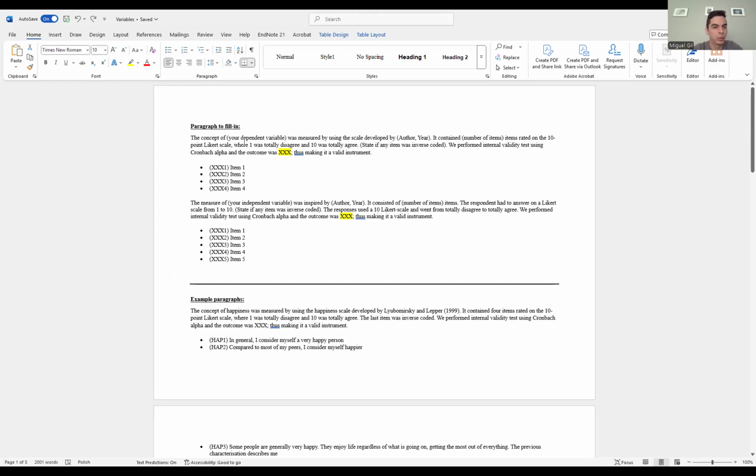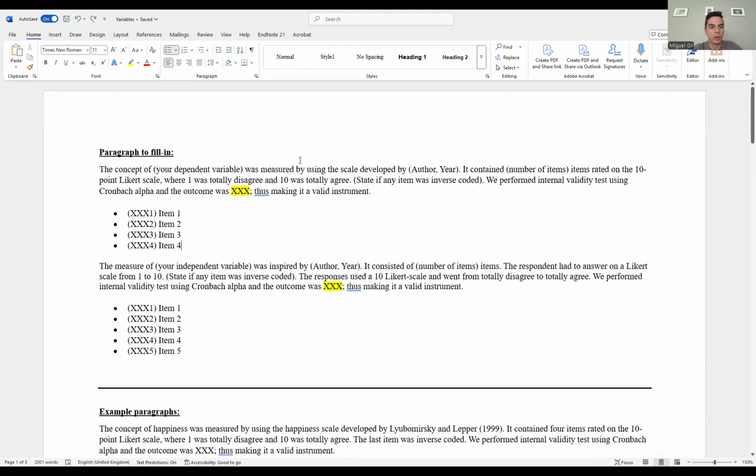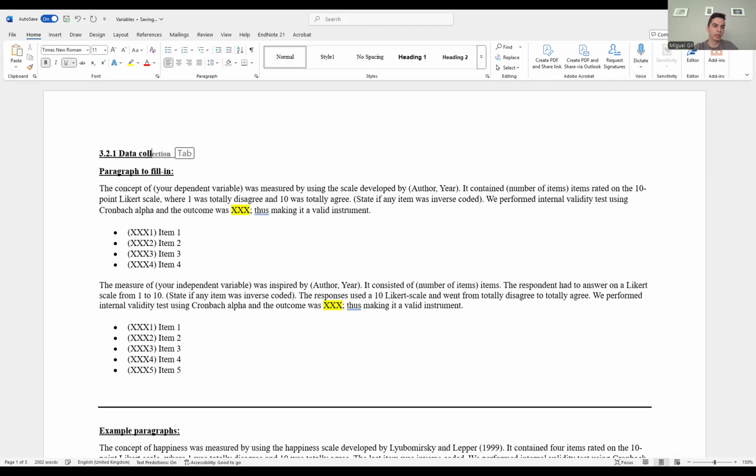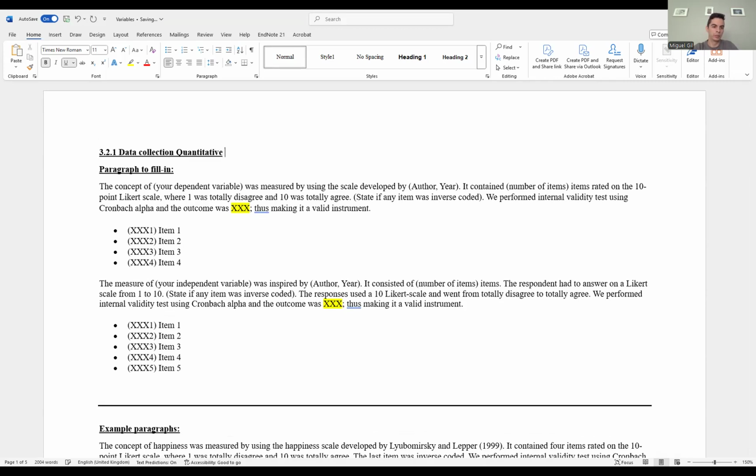And what you have to fill is what is in the parentheses and this part over here. So let me explain how this works. What you will have to write in your dissertation if you do quantitative, and what you will have to write in your assignment, is this text in a section that is probably called 3.2.1 data collection, quantitative data. You will probably have that section in there.